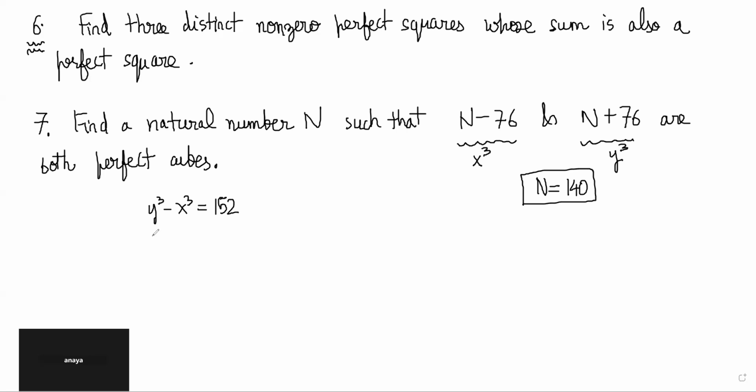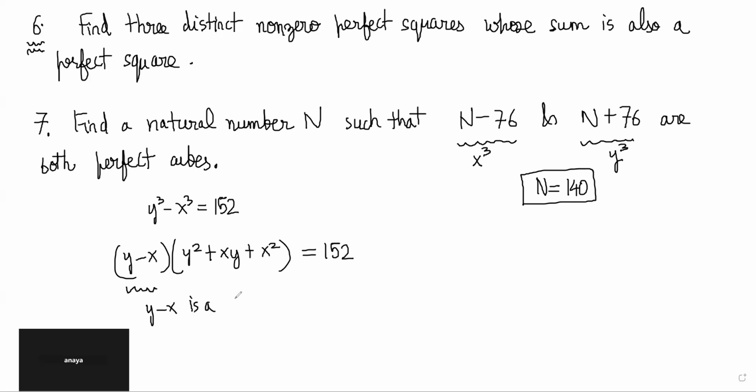So what we can do is factorize y cube minus x cube. y minus x is one factor. What is the other factor? y squared plus xy plus x squared. So this is equal to 152. Now, if we want this to happen, then basically we know that y minus x is a divisor of 152.